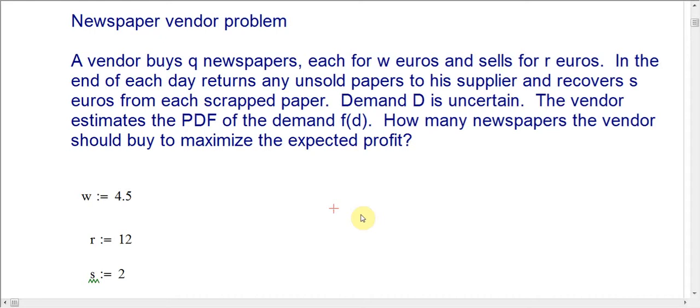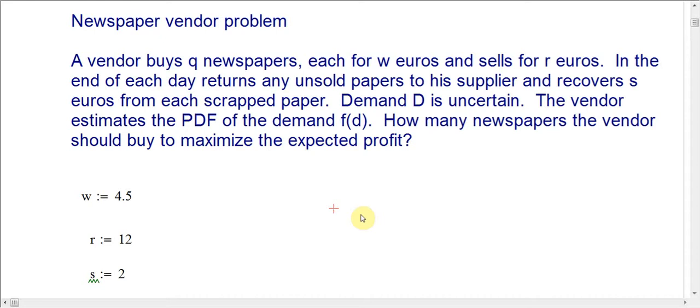At the end of the day, some newspapers may be unsold, so the vendor can return the newspapers to the supplier and recover a portion of the cost, which is S euros. The demand is uncertain. Every day it's not known how many newspapers will be sold.